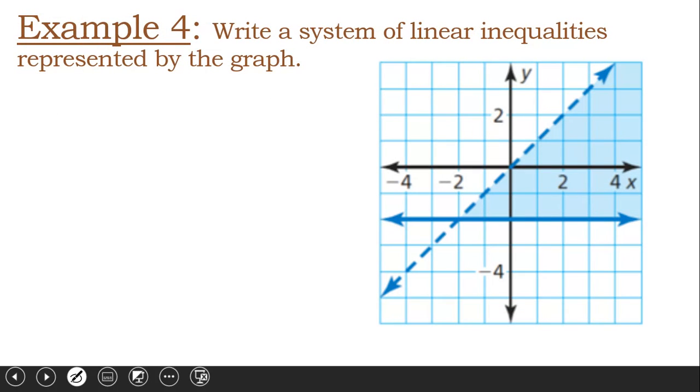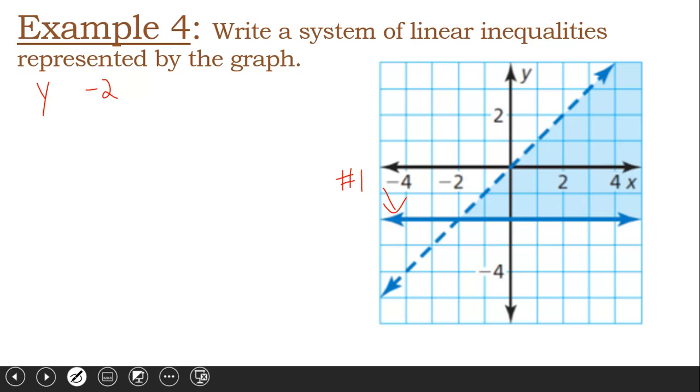Let's look at our next example, where now we're given the graph and we're asked to write the inequality that is shown. So we want to start by writing our first inequality, which is going to be this one here. This is a horizontal line at negative 2. So I know the equation would be y equals negative 2. But I'm not sure if it's greater than, less than, greater than or equal to, or less than or equal to.